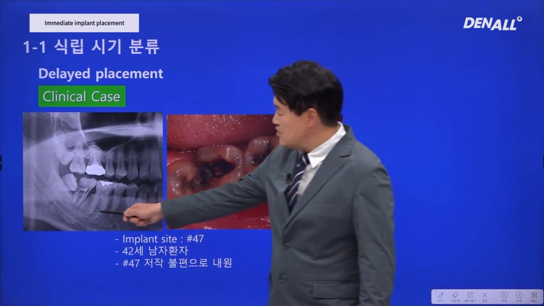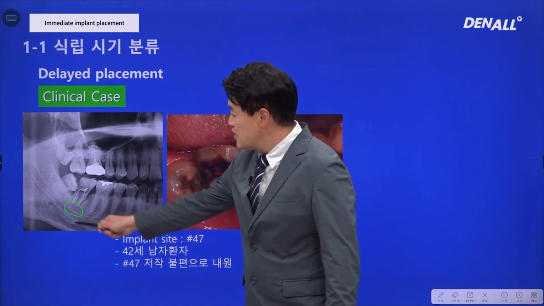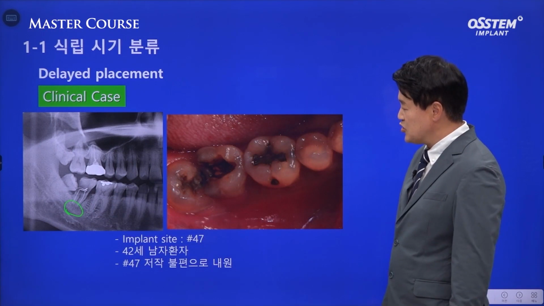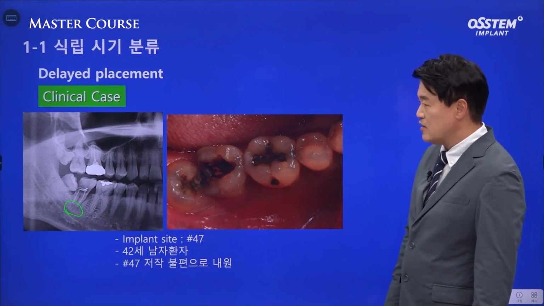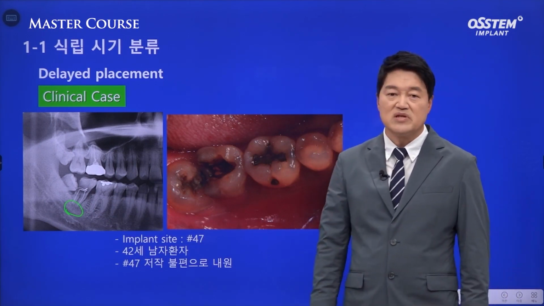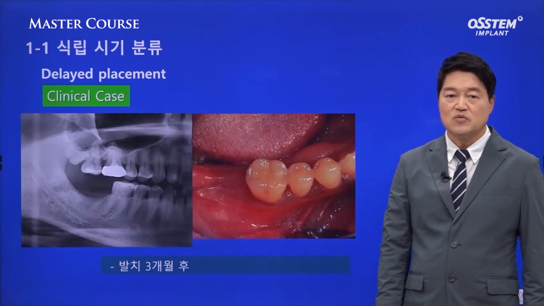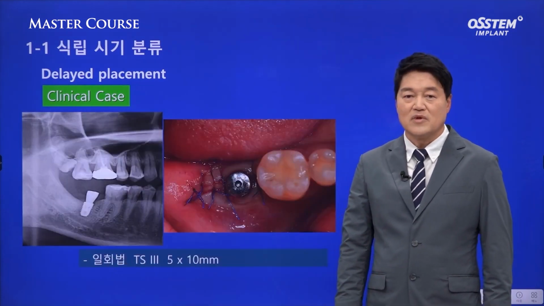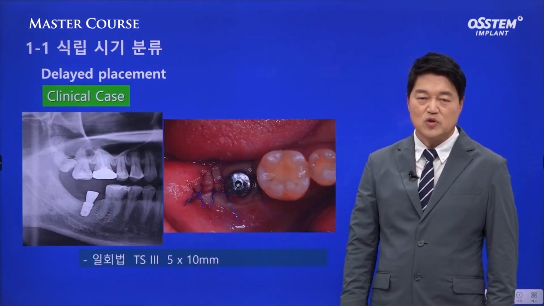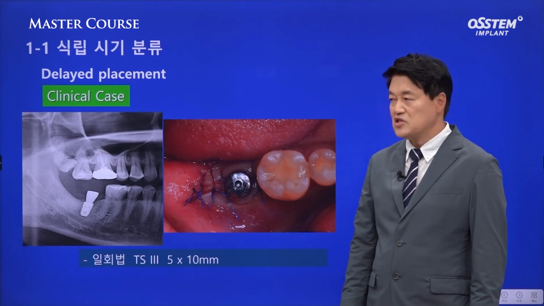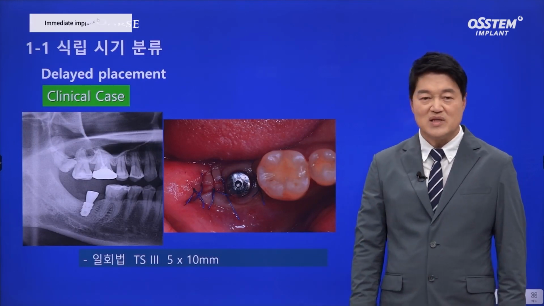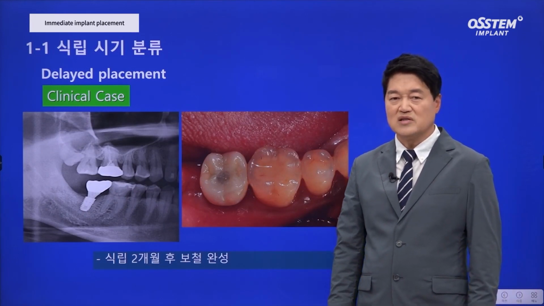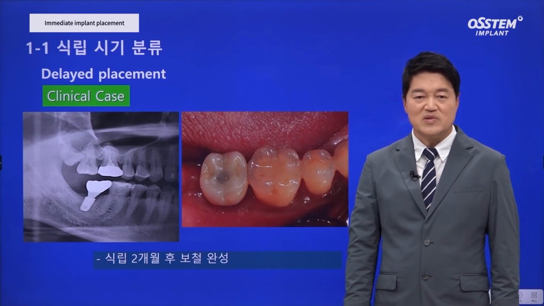As you can see, extraction was done. There was no bone below. Therefore, immediate implant placement could not be done. We decided to wait. Delayed placement was done. If you can see here, this is 3 months after extraction. You can see bone formation here and soft tissue has fully healed. It was very easy to manage soft tissue. Implant was placed and prosthesis was delivered. This is delayed placement.